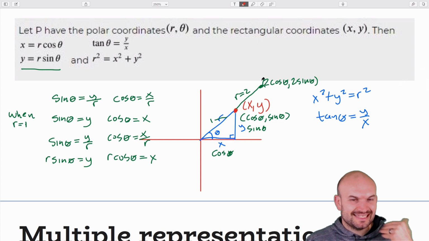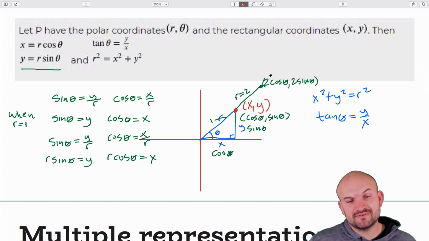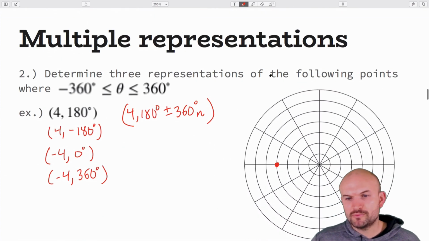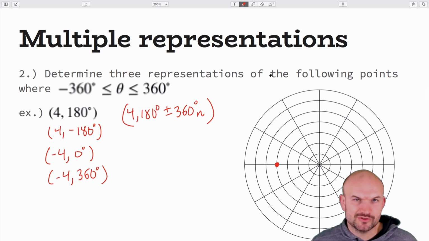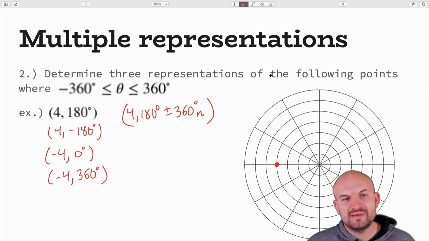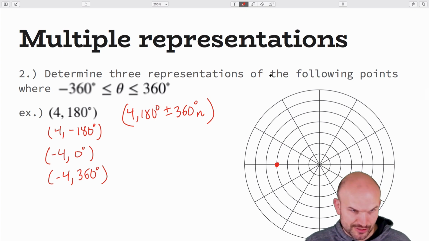Now, that was typically the easy part of the beginning of the lesson. Then we get into the multiple representations, and this is where students usually get pretty confused because they have a hard time visualizing these multiple representations. So one of the common questions that comes up is to determine 3 representations of a following point.